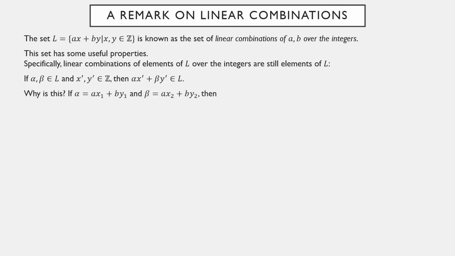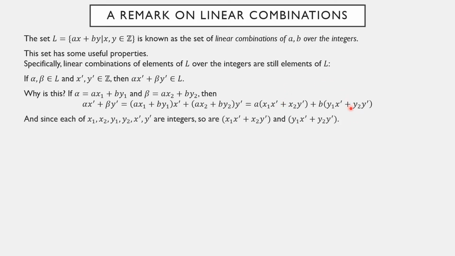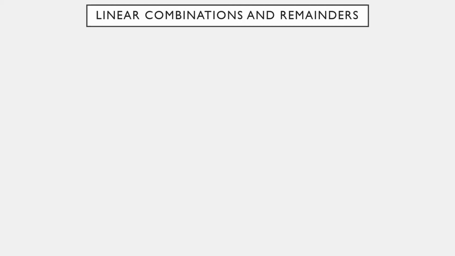Well, if alpha is one possible integer combination, ax1 plus by1, and beta is another one, ax2 plus by2, well then alpha x prime plus beta y prime is a bunch of writing, but it can be expressed as, at the end, a times this whole mess plus b times this whole mess, but this is just an integer and that's just an integer. So if both of these parenthetical terms are integers, we've said that alpha x prime plus beta y prime is a times one integer plus b times another, which exactly puts it in the set L. Okay? So anytime you start with two elements of L and take a linear combination of them, you get another linear combination of a and b.